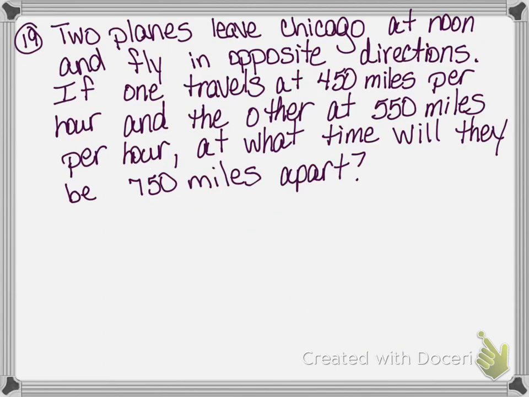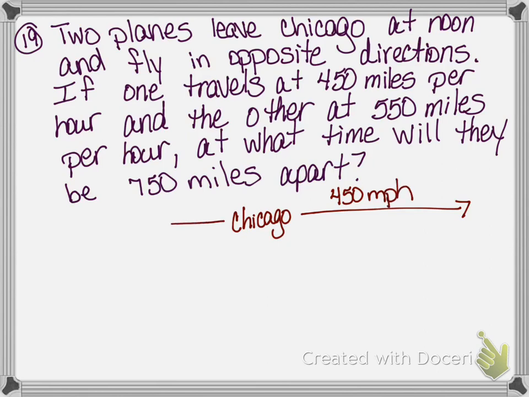Now, 2 planes leave Chicago and fly in opposite directions. If one travels at 450 miles per hour and the other at 550 miles per hour, at what time will they be 750 miles apart? Okay? At what time will they be 750 miles apart? So, here is Chicago, right here. Chicago. And we have one plane traveling to the east. And that plane is traveling 450 miles per hour. Then we have another plane going the opposite direction, and it is traveling 550 miles per hour.